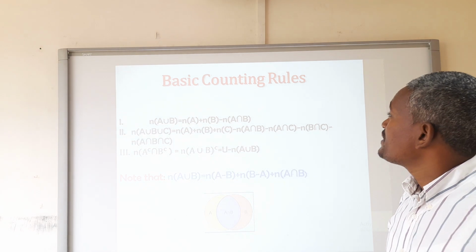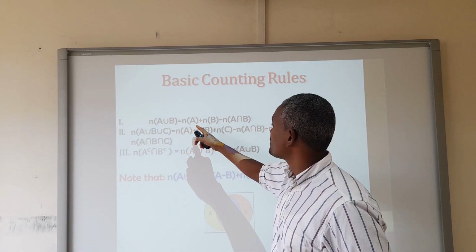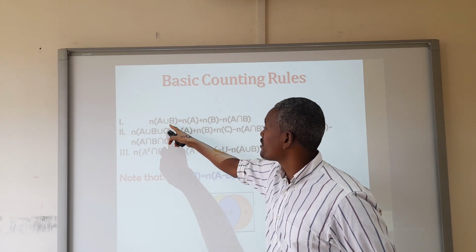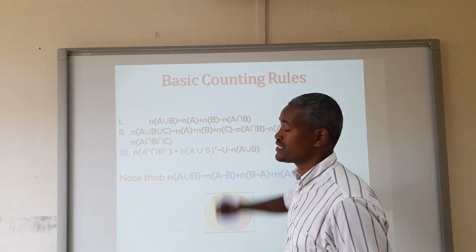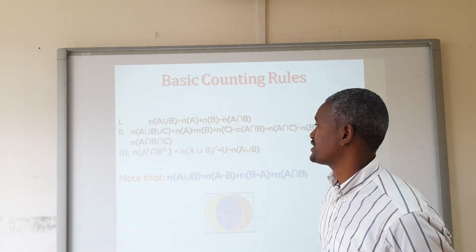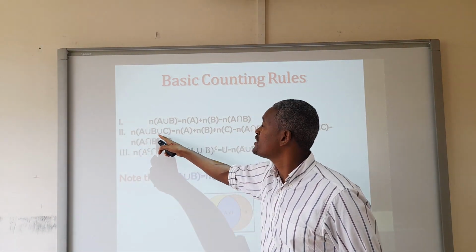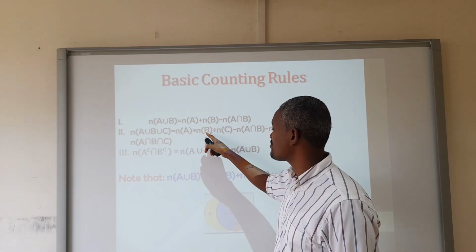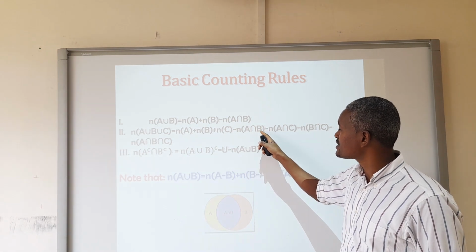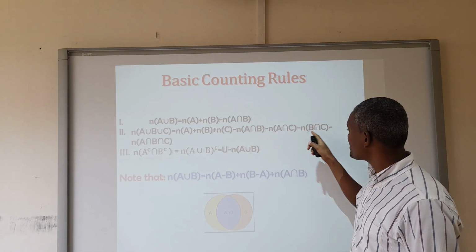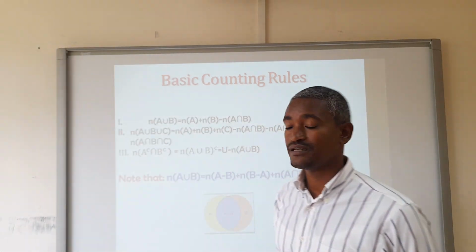The other one is the basic counting rules. The number of A union B is obtained by the number of A plus the number of B minus the number of the intersection of the two sets, if the two sets have an intersection. And if we have three sets, the number of A union B union C is the number of A plus the number of B plus the number of C, minus the number of A intersection B, minus A intersection C, minus B intersection C, plus the intersection of all the sets.